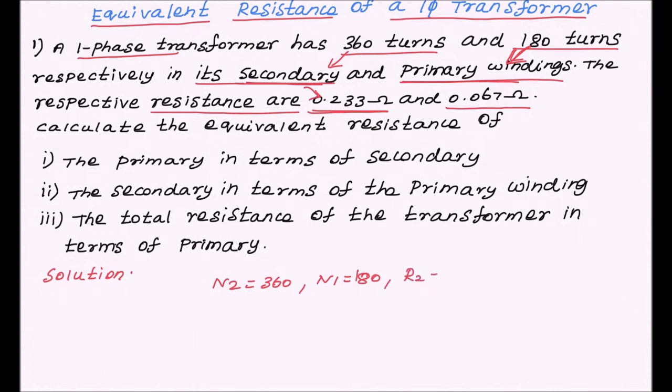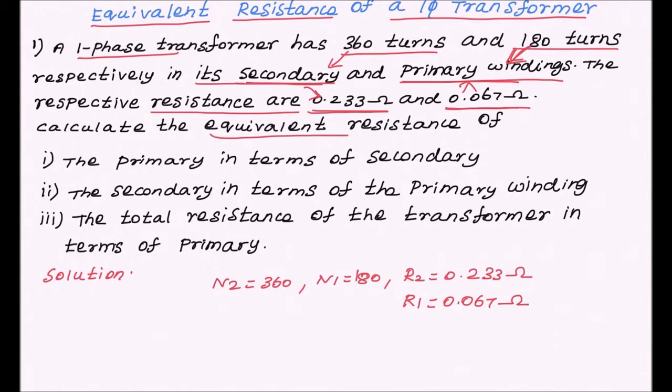So R2 is 0.233 ohm and 0.067 related to primary winding resistance. So R1 is 0.067 ohm. So we have to check the order whether it is given as secondary and primary or primary and secondary. So accordingly we have to write the data.